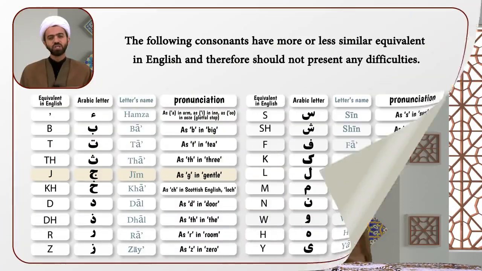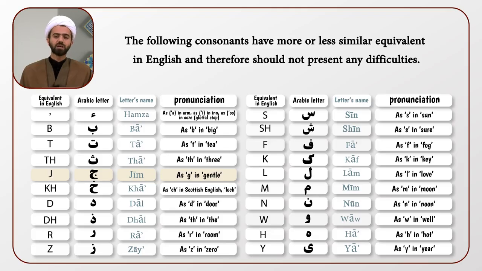The other character is jim. Jim is the name of sound j. The same we have in English, gentle. The other character is kha. Of course, you might not be much familiar with this sound in English. In modern standard English, in the American English or British English or even Australian English, we do not have such sound. But in Scottish English, we have. Like lough in Scottish English. So kha is the name of this sound.